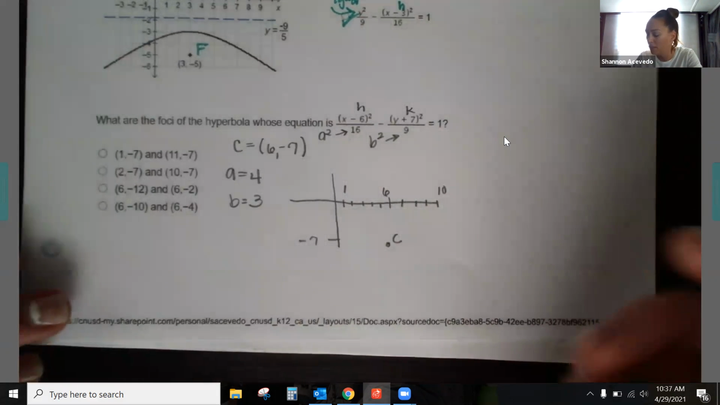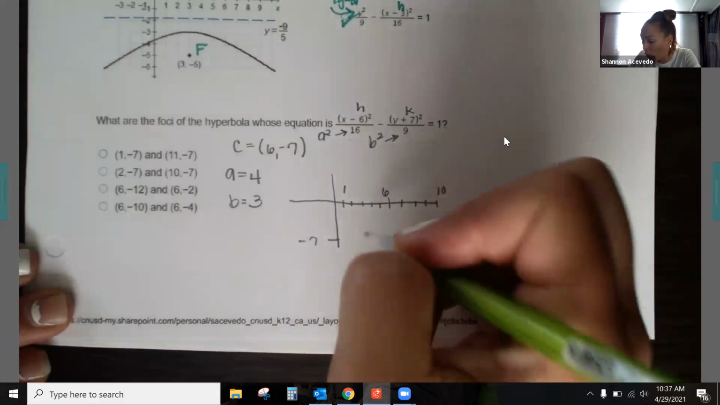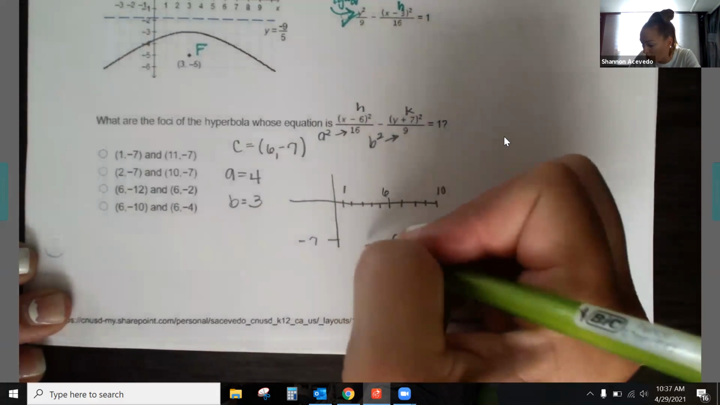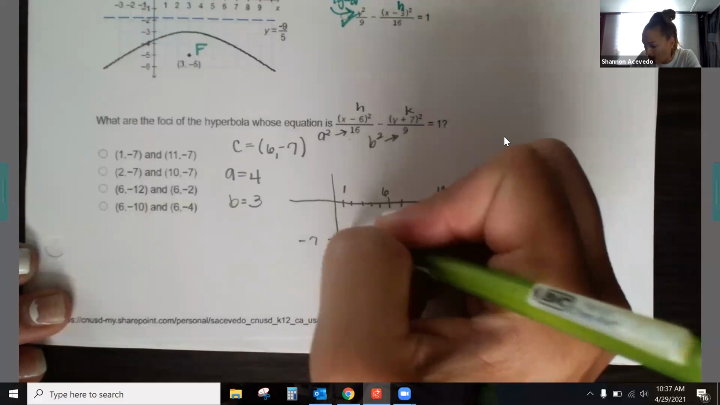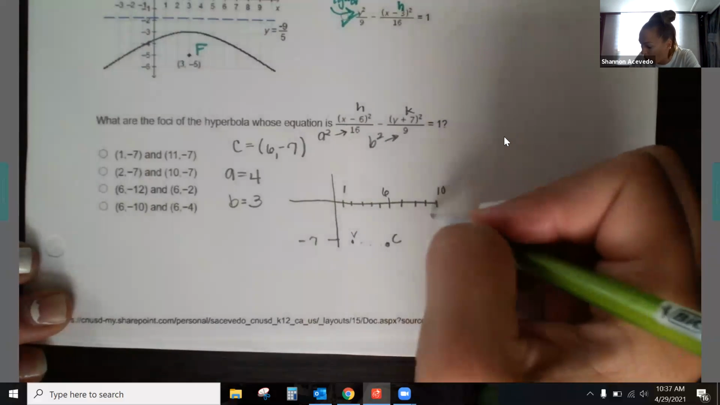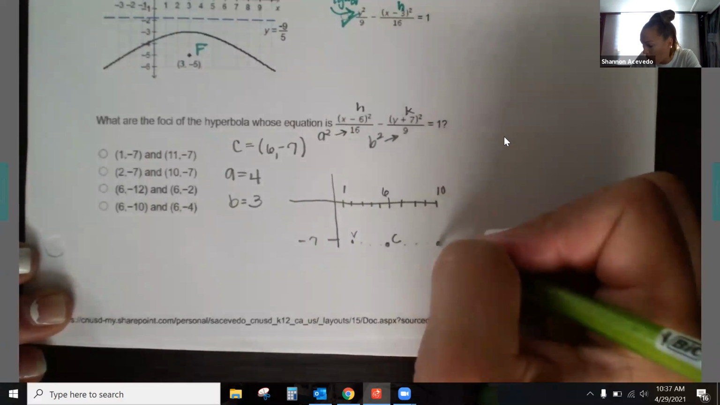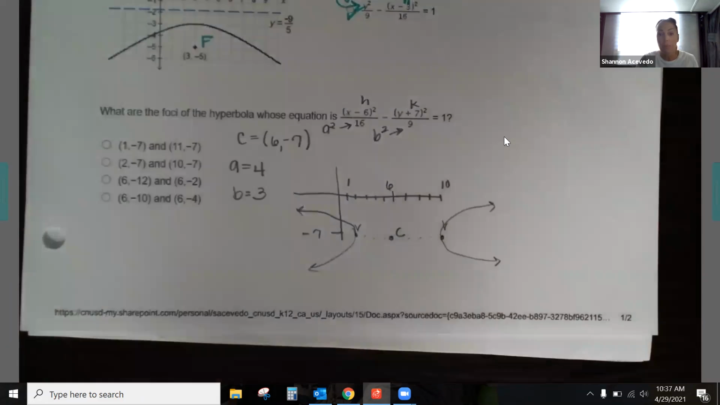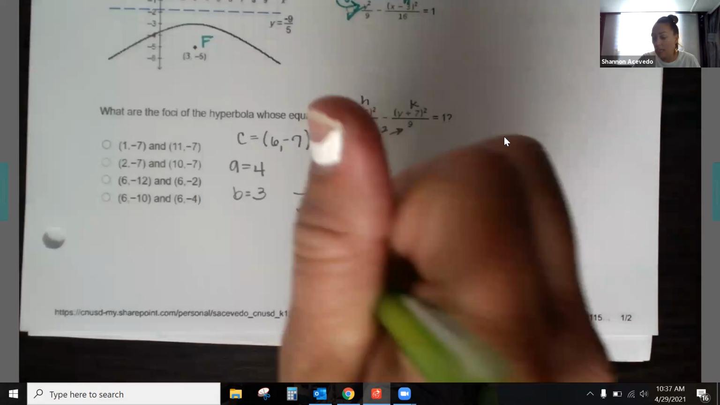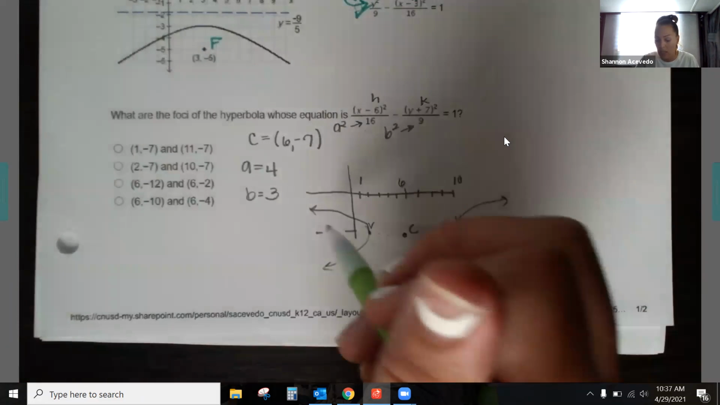Okay, so I'm going to go to the left 4. So I'm 1, 2, 3, 4. I'm going to have a vertex here, and I'm going to go to the right 4. 1, 2, 3, 4, and I have a vertex here. So I know my graphs are going to be opening to the left and to the right because the X value is first. That means that my foci have to be inside these.